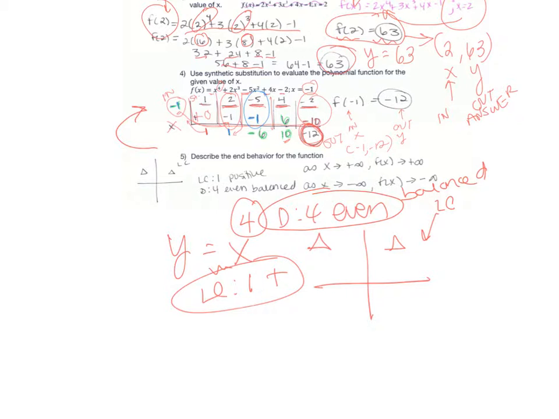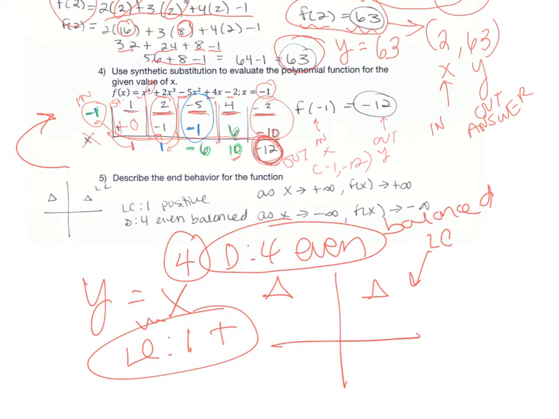So then in behavior, as x goes to positive infinity, meaning as we look on the right side, our graph is going up. That's why it's positive. Then as x goes to negative infinity, means on the left, our graph, the arrow is also going up. So this should be positive infinity as well.